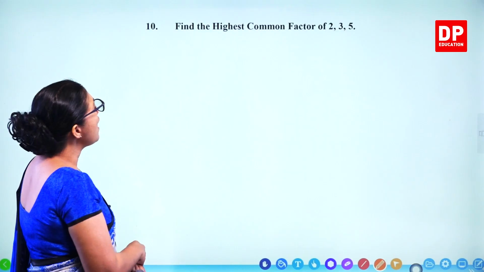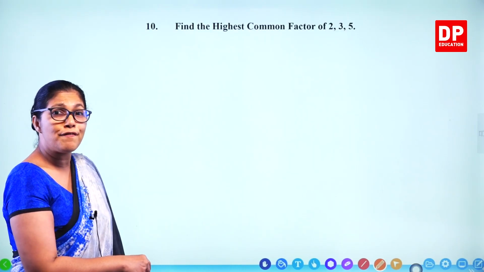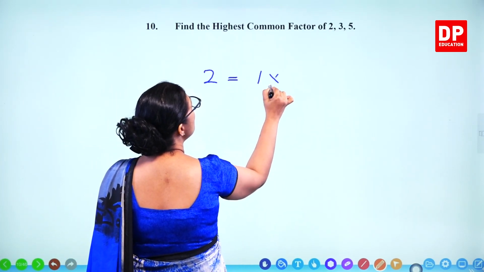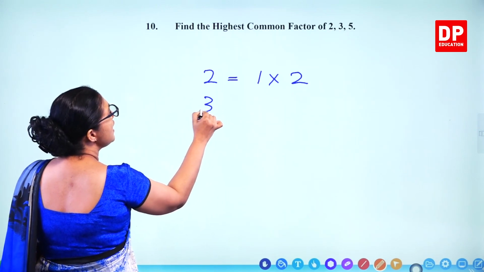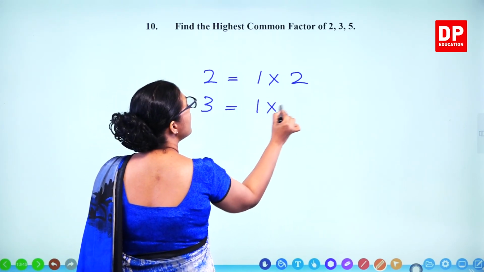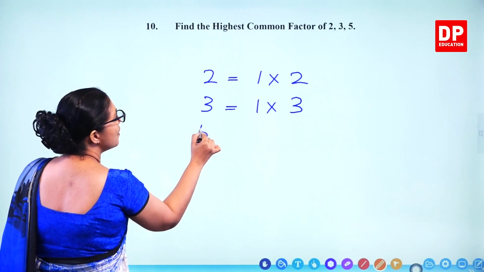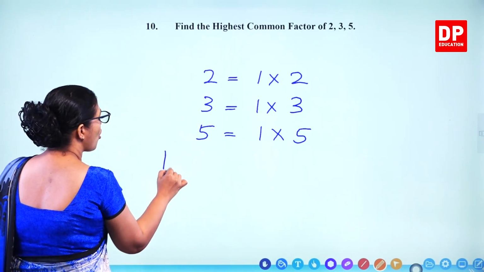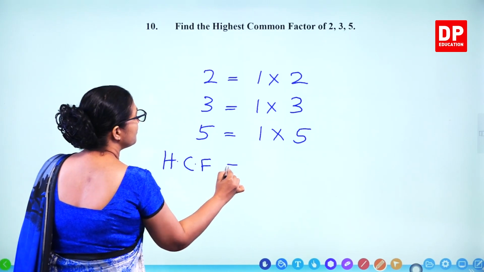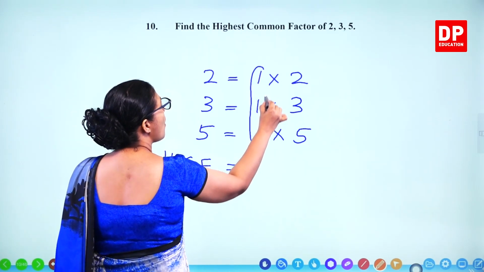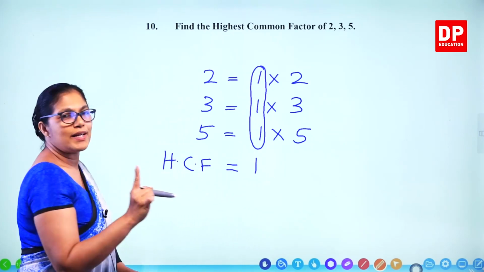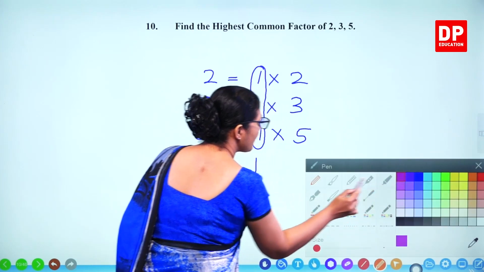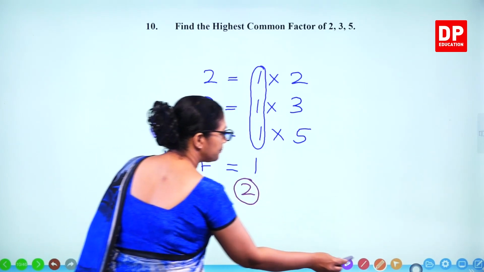Question number 10. Find the highest common factor of 2, 3, 5. What are the factors of 2? 1 into 2. 3. All these are prime numbers. 1 and the number itself. 5 is 1 times 5. So the highest common factor is just 1. Only 1 is common. So the answer is 1. So you get 2 marks.